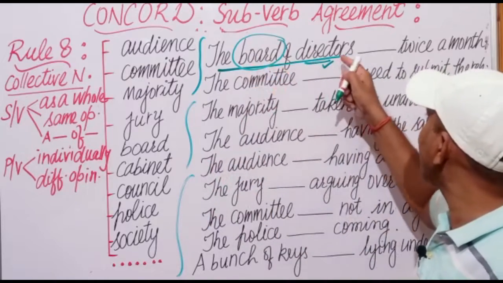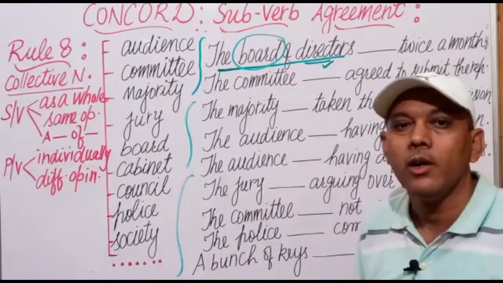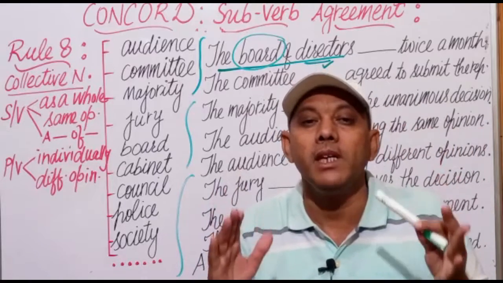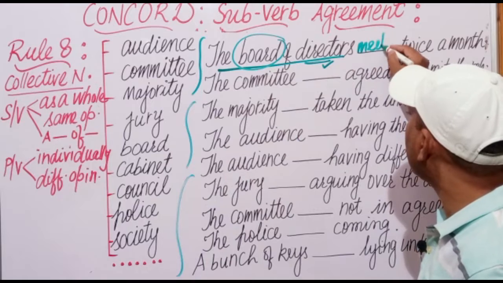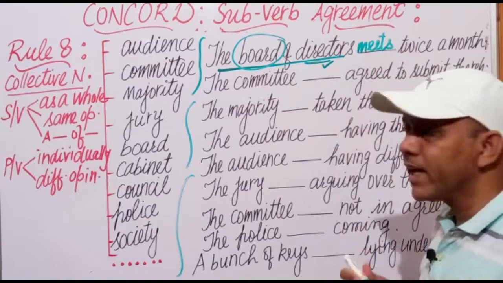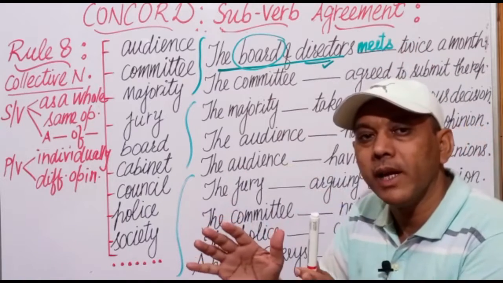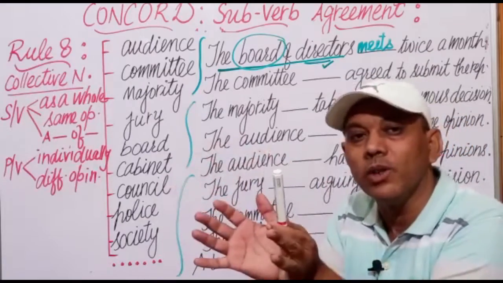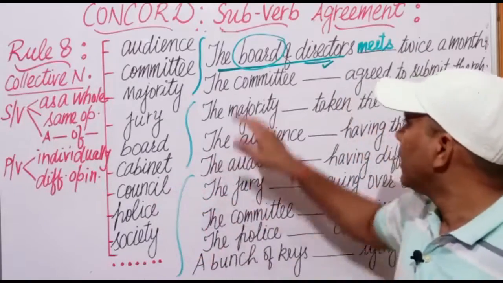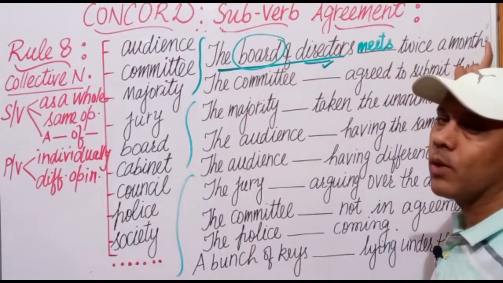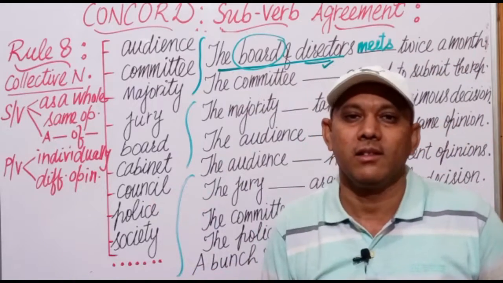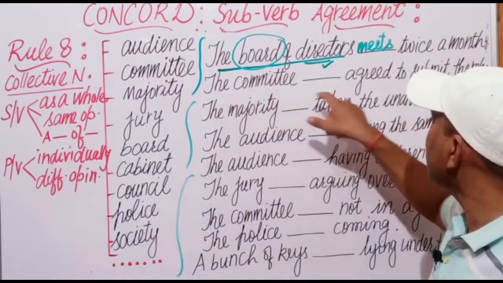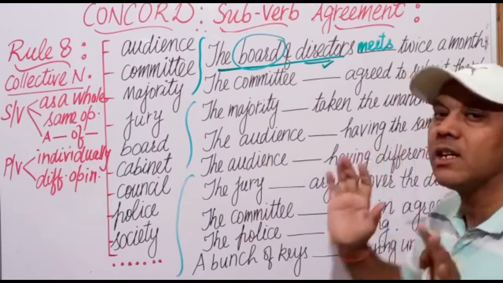The board of directors, twice a month we have to fill in the verb meet. Then we shall use a singular verb, meets. Who meets? The board meets, means all the members of the board meet together. The board of directors meets twice a month. कितनी मीटिंग होती हैं बोर्ड की? 2 meetings.